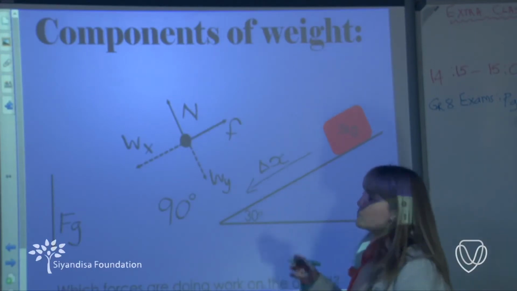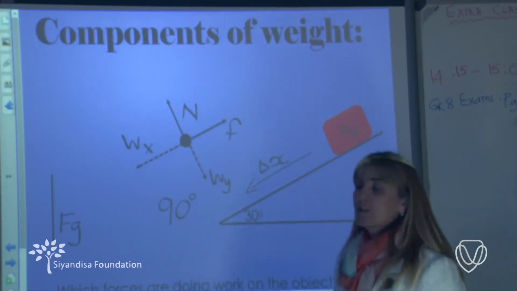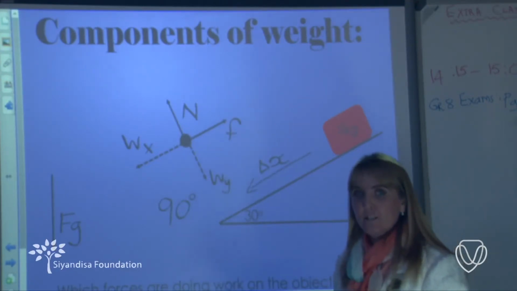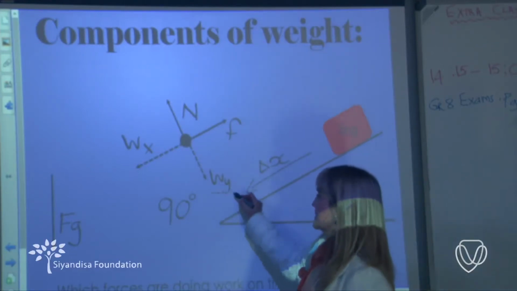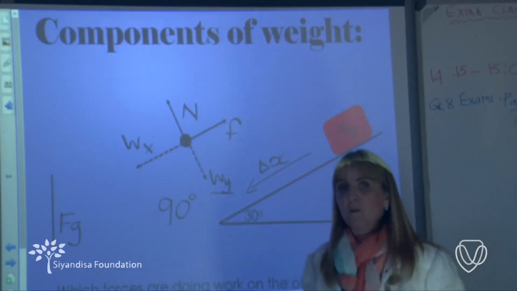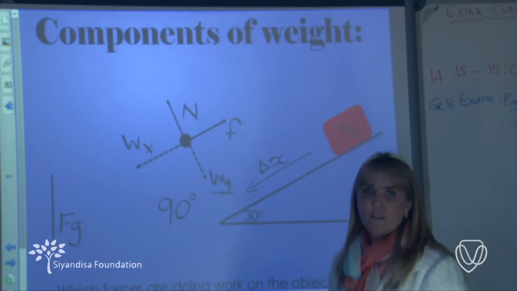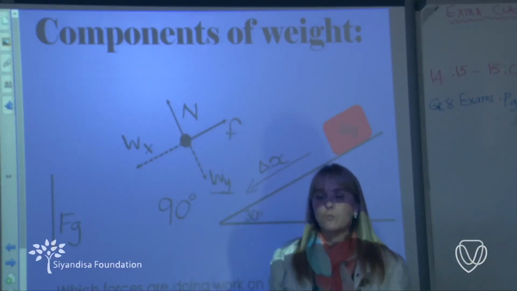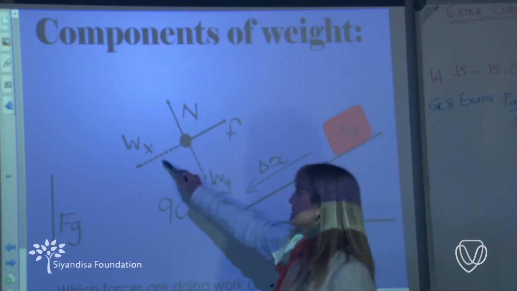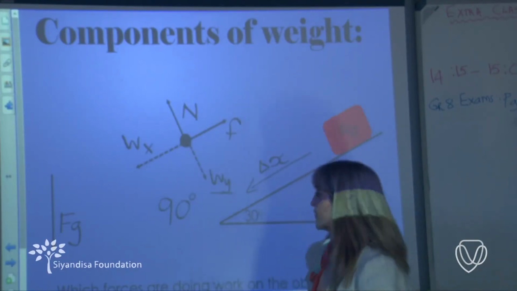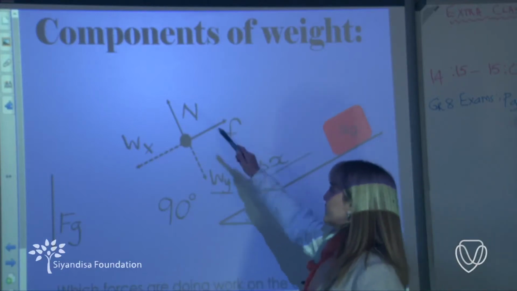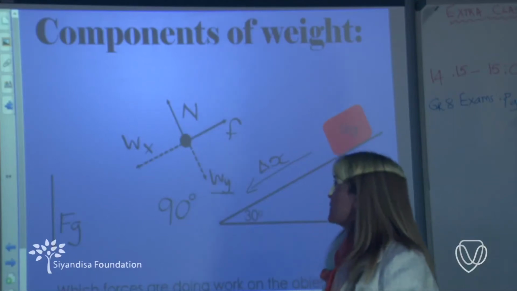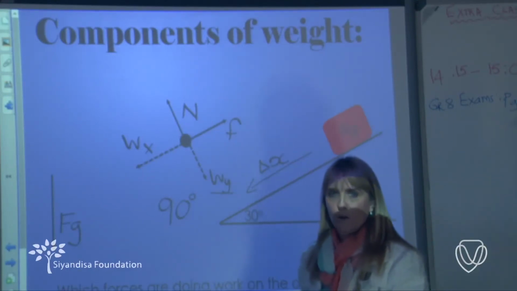Now, name one other force for me here that is not going to do work on the object. Which is the only other force that is acting perpendicular to the motion of the object? That would be Wy, which means that both our normal and Wy do not do work on the object. However, Wx and F will both do work on the object. Wx makes an angle of 0 degrees with the displacement, and the frictional force makes an angle of 180 degrees with the displacement. So both Wx and the frictional force will do work on the object.